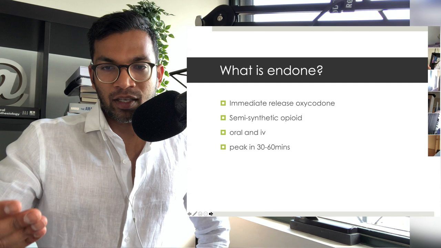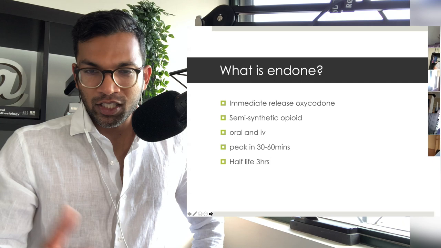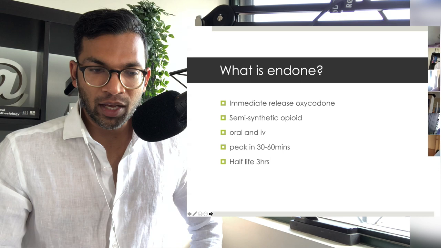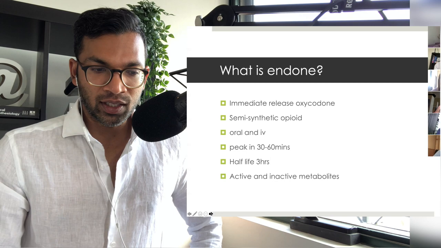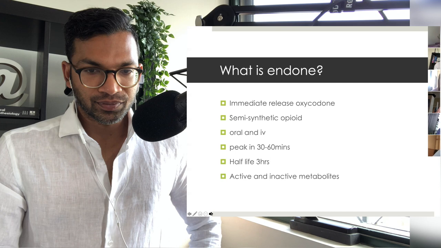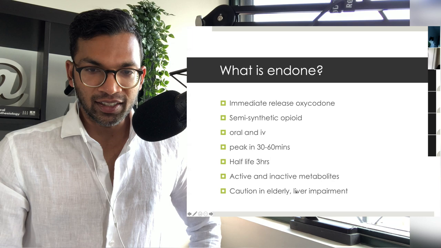Half-life is roughly 3 hours, so you'd expect that first dose to last around the 2 to 3 hour mark. It's got active and inactive metabolites, but it's thought that the active metabolites aren't very efficacious. So we don't worry too much about that in renal disease. You still treat it with caution, but you don't worry as much as with morphine. Like all medications, caution in the elderly and liver impairment.